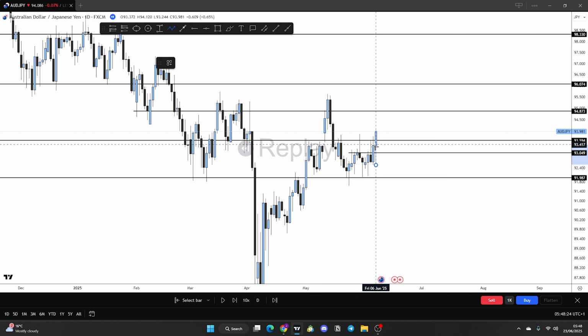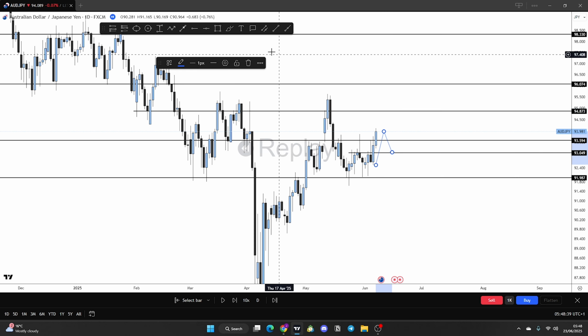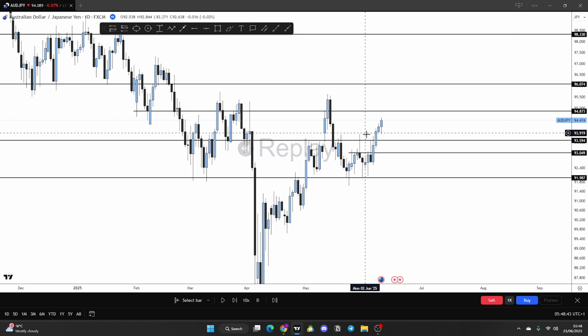Had a breakout, nice bullish impulse. Now we wait for the retest. And then this is our area of interest, which is this level of support. That's where we're looking to get into. And then we want to ride the trend upwards for the continuation to the upside. So now it's just a waiting game.